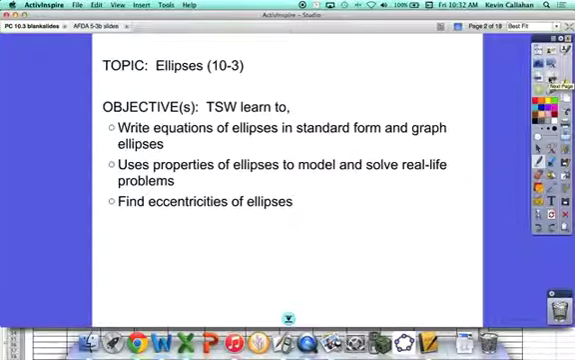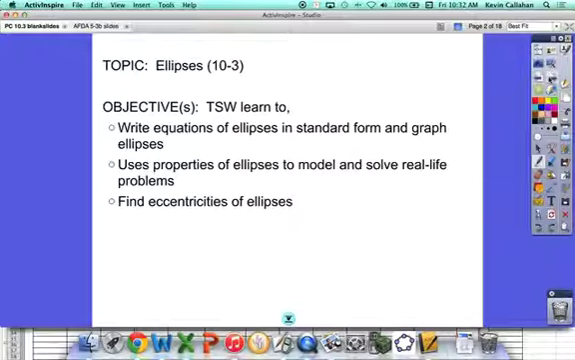So now we move on to an ellipse. If we weren't doing this now, what would you think is an ellipse? How would you describe it? An oval, right? It's longer. It's like a circle that's just longer in one direction than the other. Okay, that's essentially what it is.